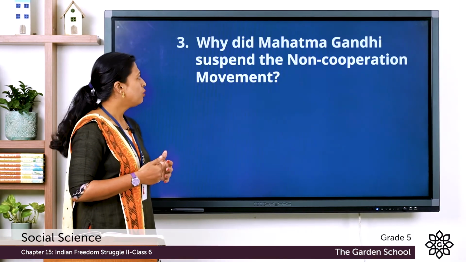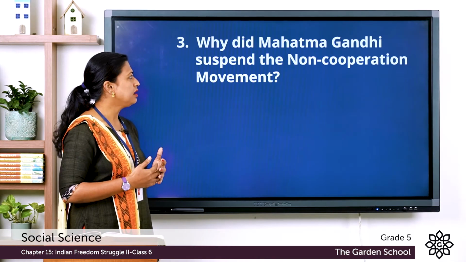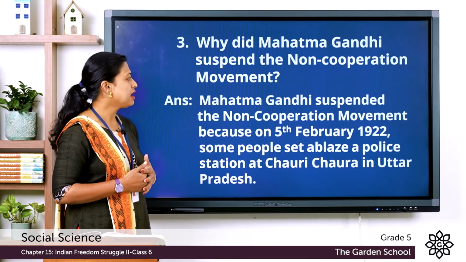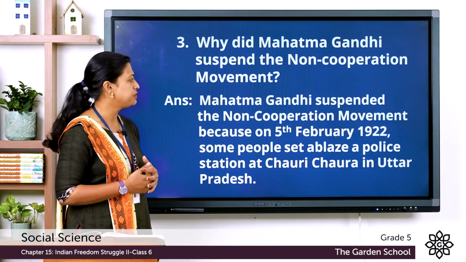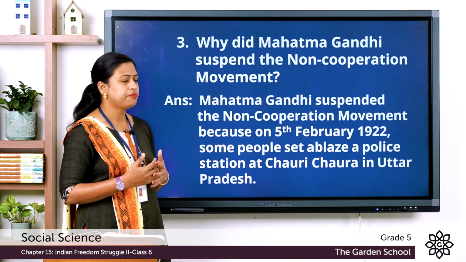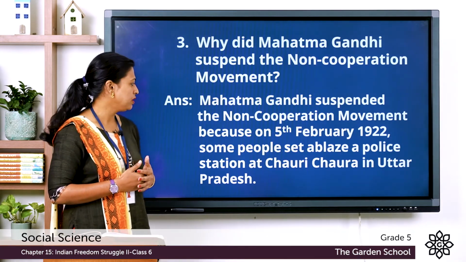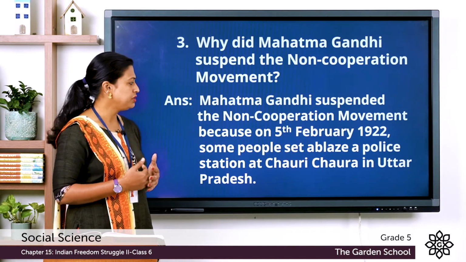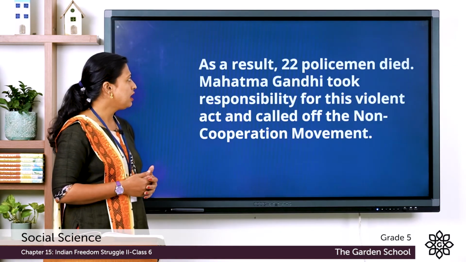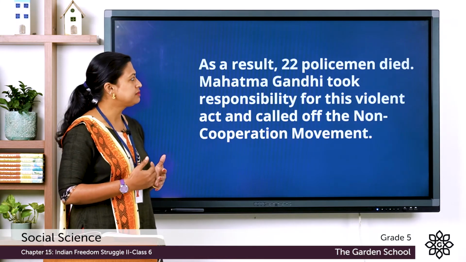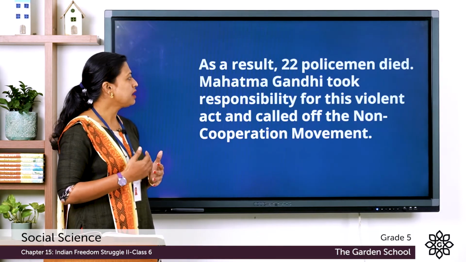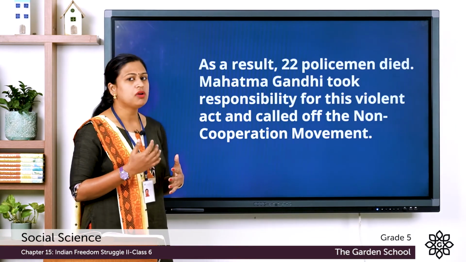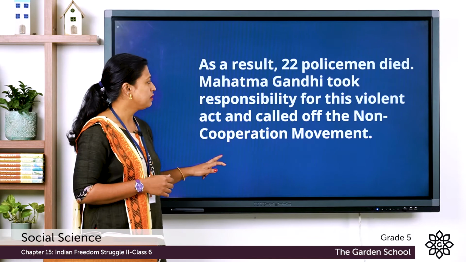Third question, why did Mahatma Gandhi suspend the non-cooperation movement? And the answer is, Mahatma Gandhi suspended the non-cooperation movement because on 5th February 1922, some people set ablaze a police station at Chauri Chaura in Uttar Pradesh. As a result, 22 policemen died. Mahatma Gandhi took responsibility for this violent act and called off the non-cooperation movement.